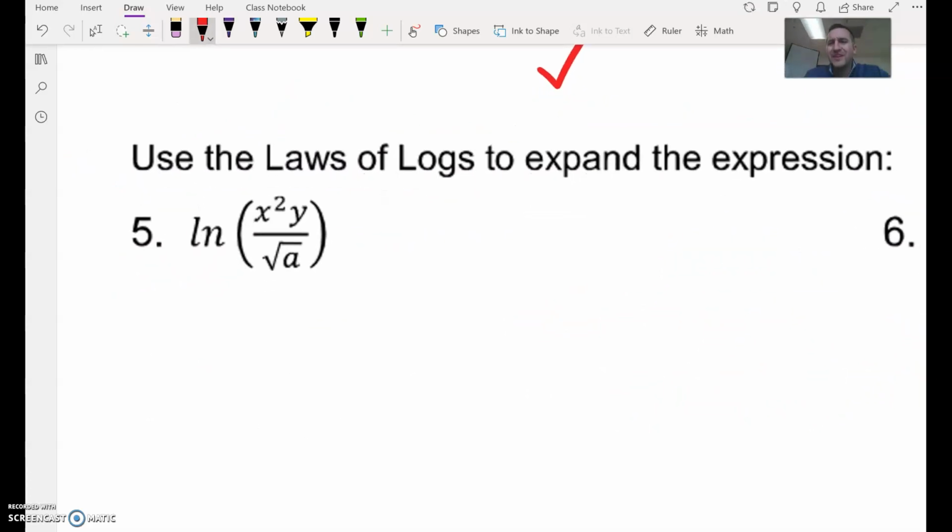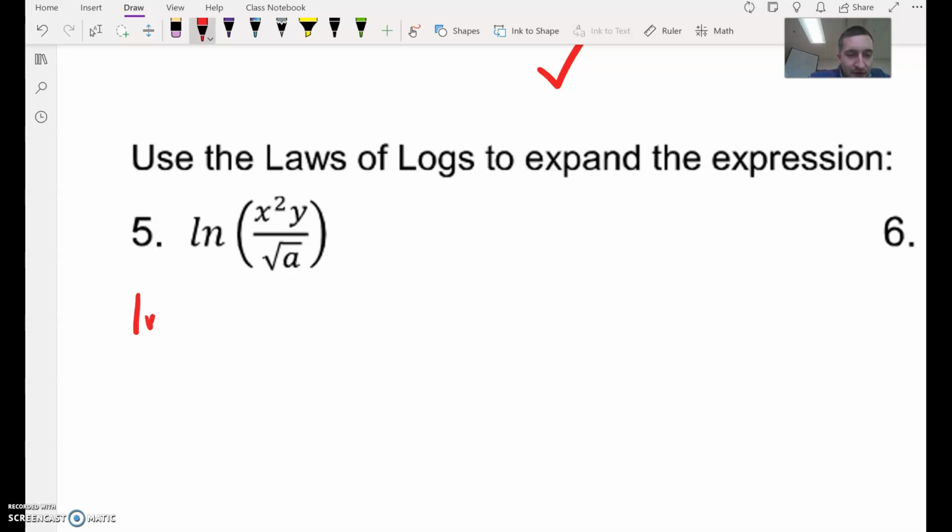And here, you start to get an eye for these kind of things. I see a natural log, I see an x squared, I see a y, and I see a root of a. I'm assuming I'm going to have 3 logs when it's all said and done. I see a division bar, which lets me know I'm probably going to use the quotient rule and use a minus sign. I see x squared times y, which means I'm probably going to use a plus sign and a product rule. So I'm going to do it all in 1 step and see if this makes sense.